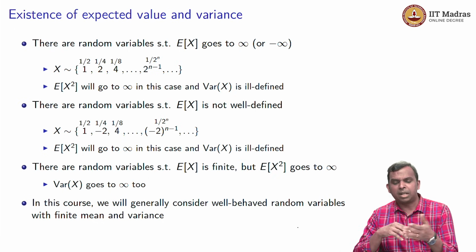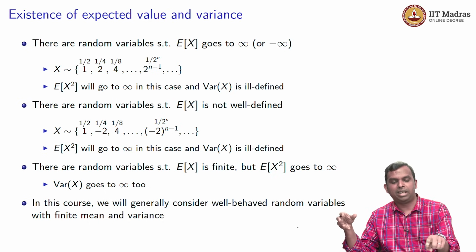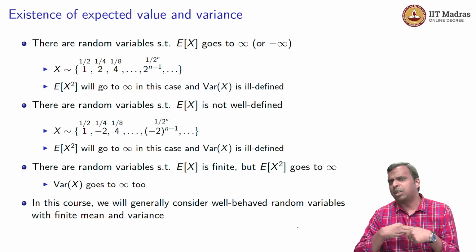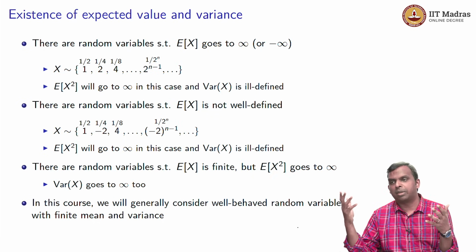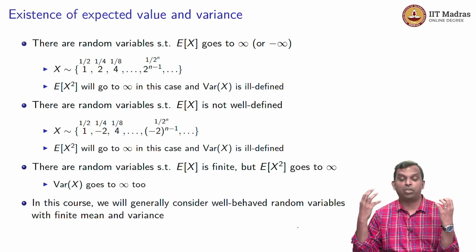You can compute the expected value of X, and you will see it will be half plus half plus half plus half. Every product is a half, and it will go on and on forever. So half plus half an infinite number of times is infinity. So it blows up. The expected value of X blows up.